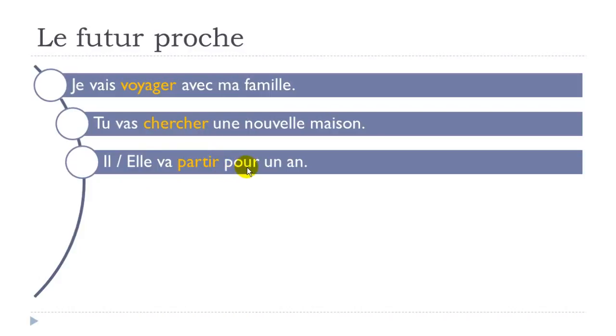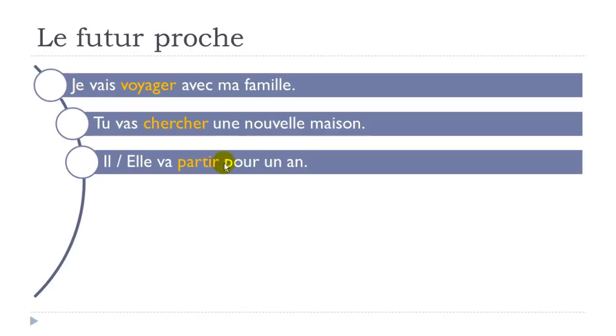Partir is to leave. Okay? Pour means for. Pour un an, 1 year. Un an. Okay? So I will make the liaison just to make it more normal after. But I just want to divide here. Un an. Okay? So let's read it normally now.